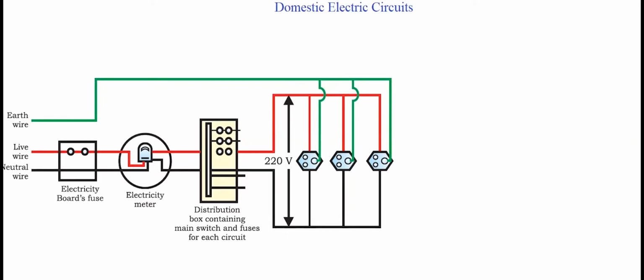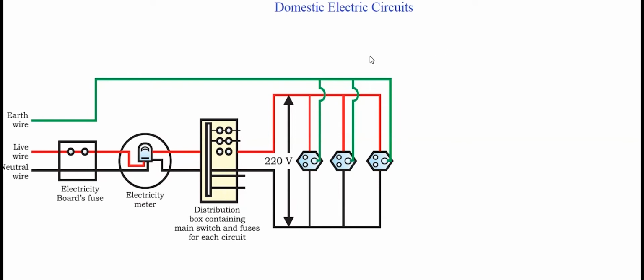Today, let us see about the topic domestic electric circuits. So, how do we get our electricity at homes? Like in homes, we get electricity from the main supply, right? The main supply is coming from the overhead poles, right?